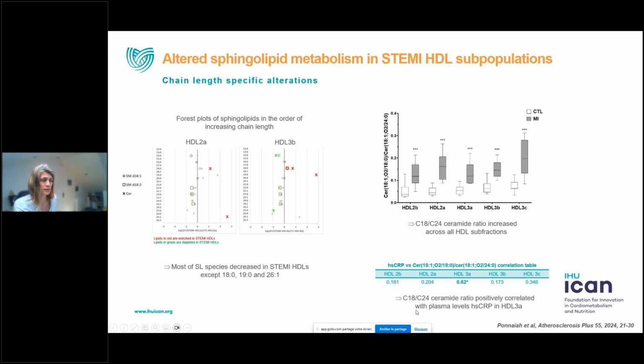And this was of particular interest since it was previously shown that the long-chain ceramides, which here means 16 and 18 carbon chain length, had deleterious cardiometabolic effects and were associated with cardiovascular death.